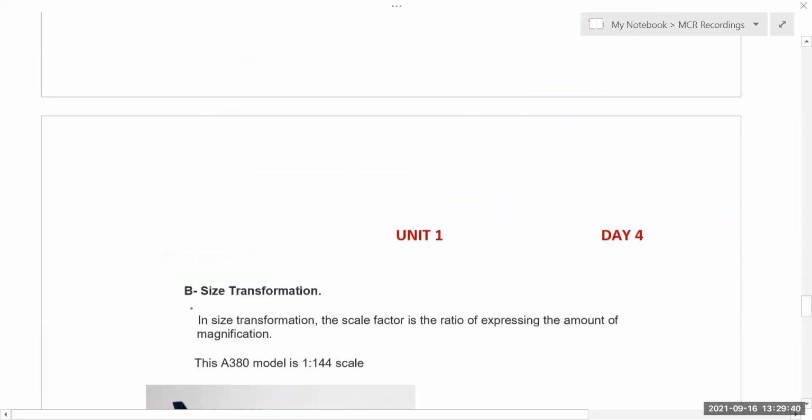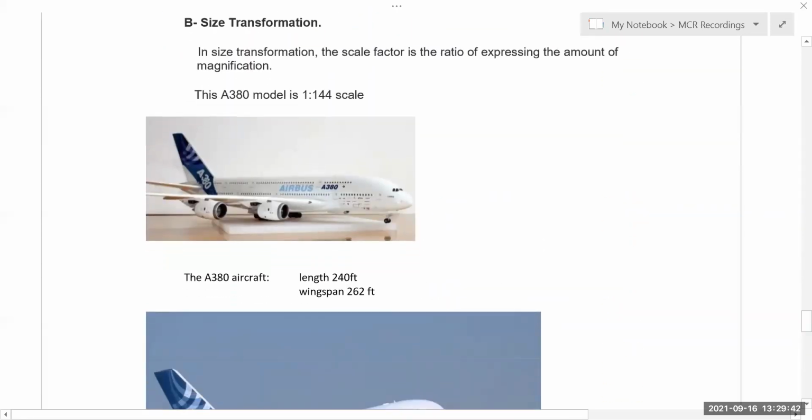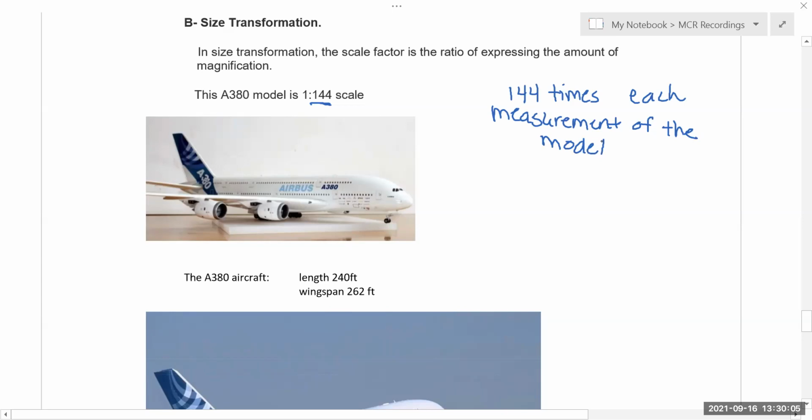So if I go down here to an airplane, say a model is 1 to 144. So that means the actual one is 144 times each measurement of the model. Or the model is 1 divided by 144. So if the actual is 240, then the model would be a 1/144 scale. Does that make sense?